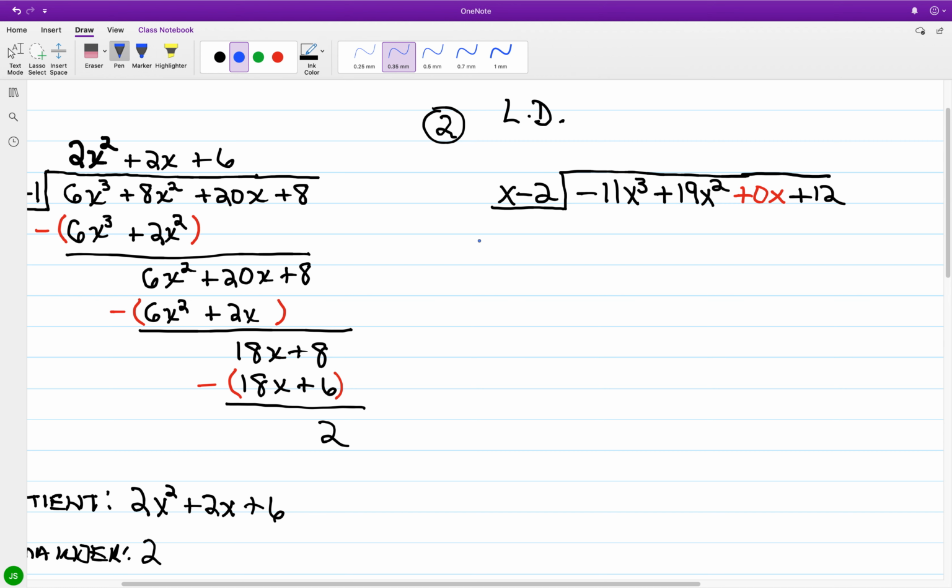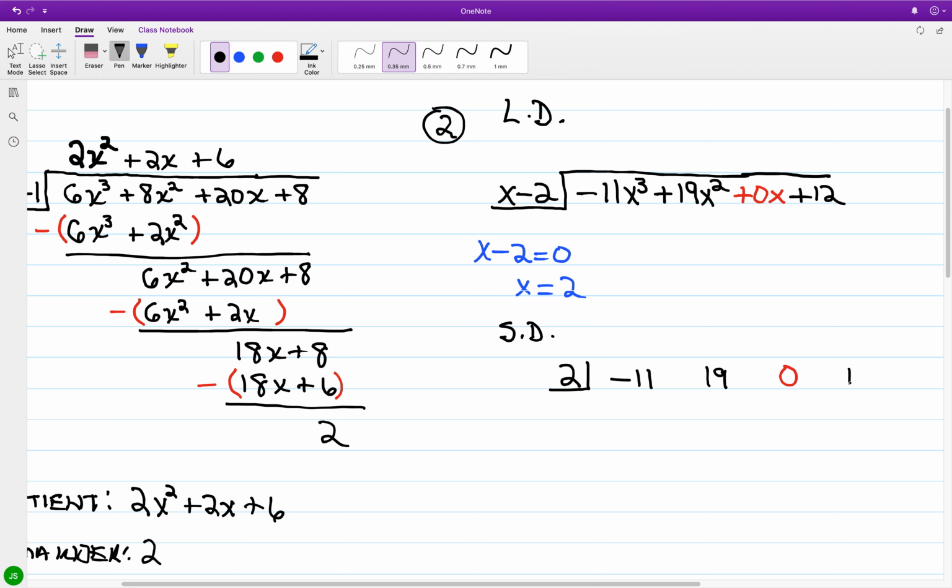Now, to translate what I have into synthetic division, representing x minus 2 will be the zero of x minus 2. If I set x minus 2 to 0, x is equal to 2. Putting what we have in terms of synthetic division, we have 2, the zero, and taking the coefficients of the dividend, I have negative 11, 19, and again, we have a missing first degree term in x, so I have to use 0.